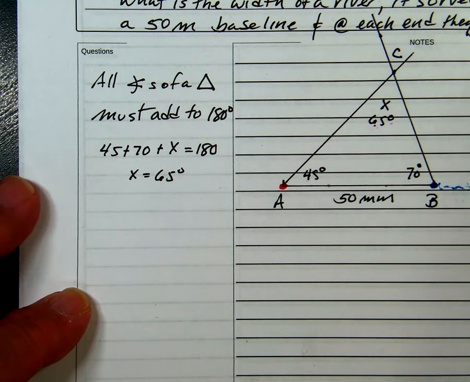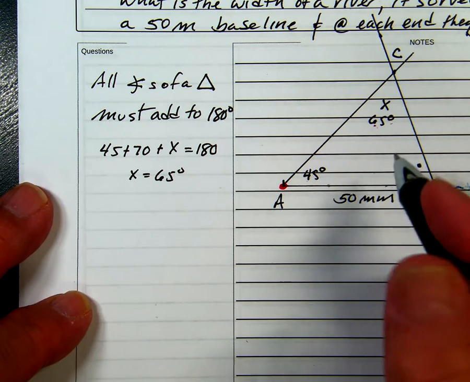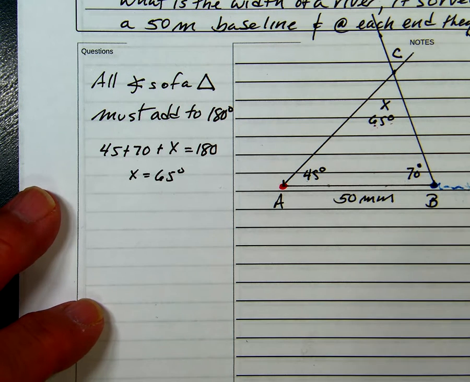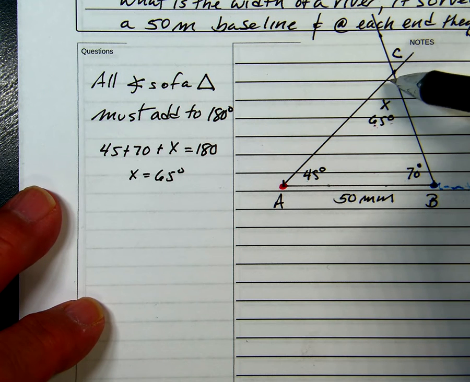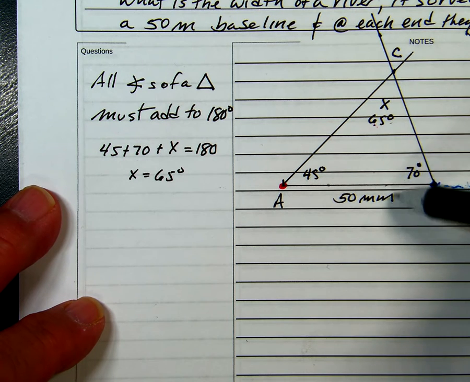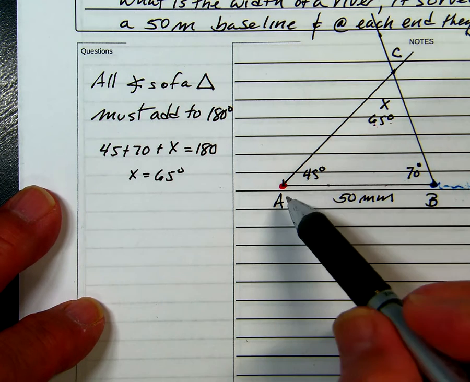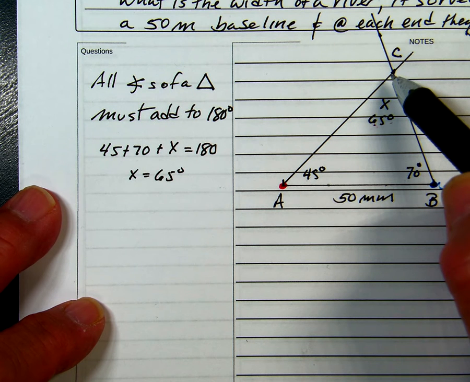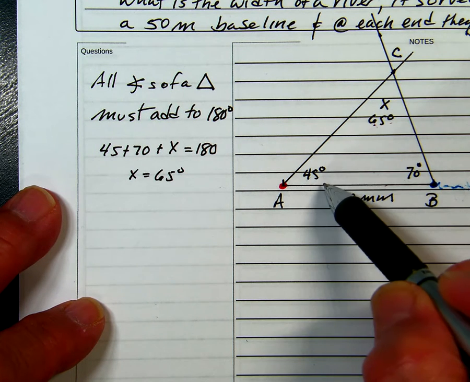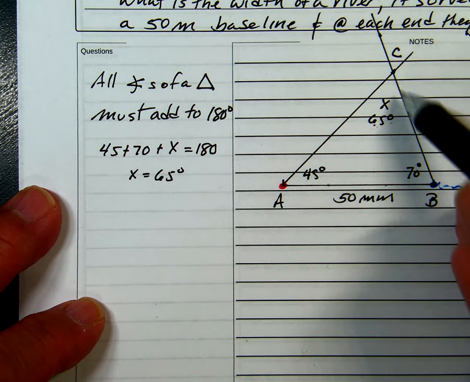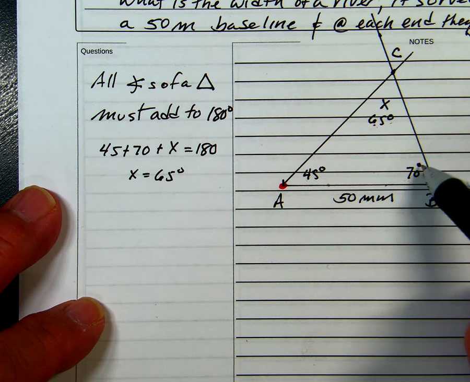Now, why do we need that? I'll tell you in 1 second. But what we're going to try to do is drop a vertical line from C onto the baseline, and that constitutes the width of our river. From C, that's where the surveyors ended up pointing their transits to figure out the angle. From A, came up with 45. From B, they pointed to the same point, and they came up with 70 degrees.